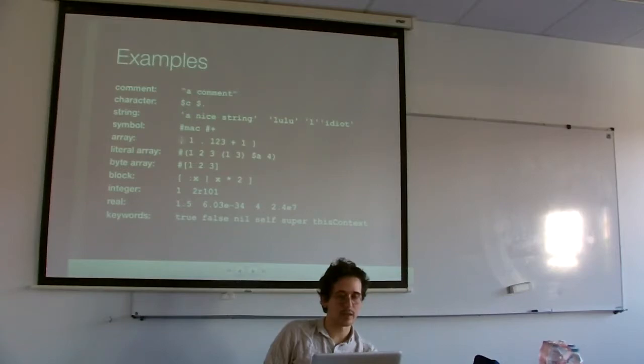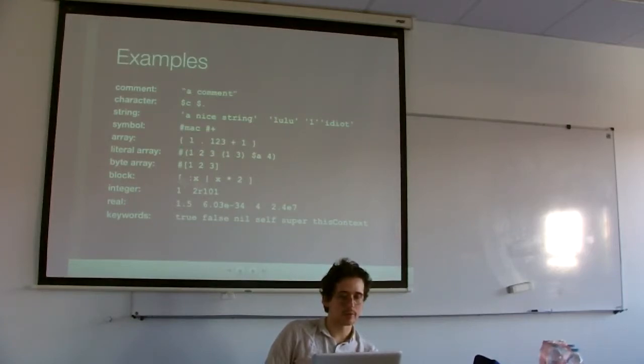Array, so that's a dynamic array. As you see here, you have an expression with an addition of two integers, so that will create an array with 1 and 124. While that's a literal array, and it contains only literals. So 1, 2, 3, another array. You don't have to put the hash inside because you're already inside the literal array. That's a special one, byte array. If you do some low-level programming, you may need byte arrays, so just an array of bytes.